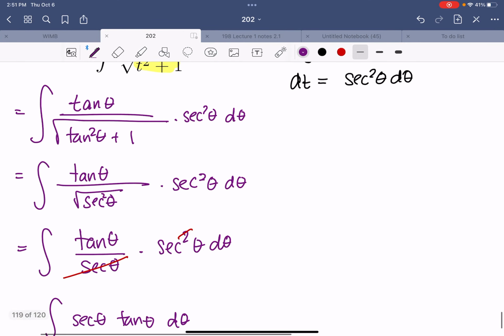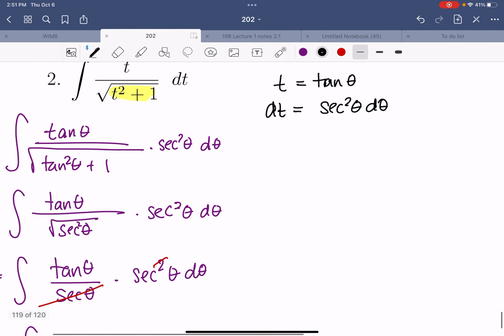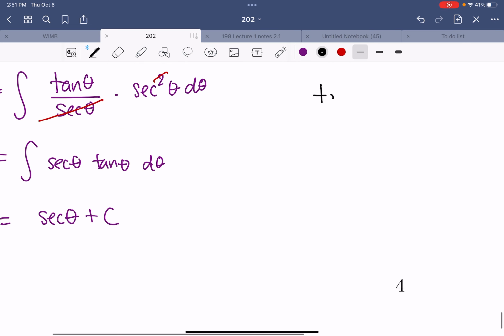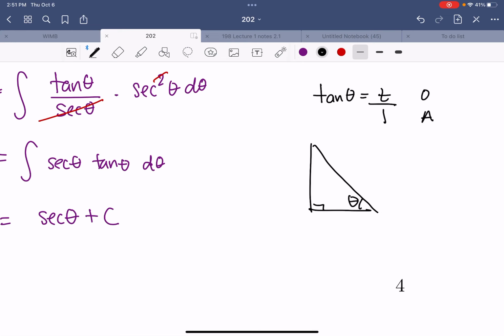Okay, now we're going to use our substitution to create our triangle and find secant theta. So we know that tangent theta is equal to t over 1, because we don't have a number there. So in our triangle for theta, tangent is opposite over adjacent. So the t is opposite and the 1 is adjacent. And if you find your c, that's t squared plus 1 equals c squared. So c is the square root of t squared plus 1.